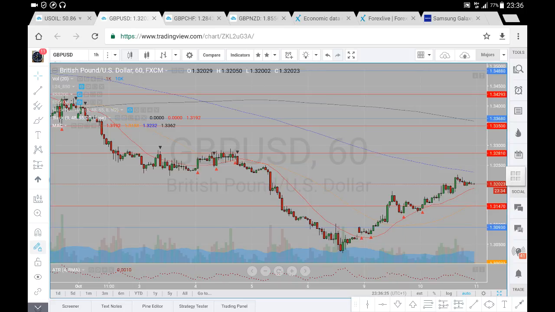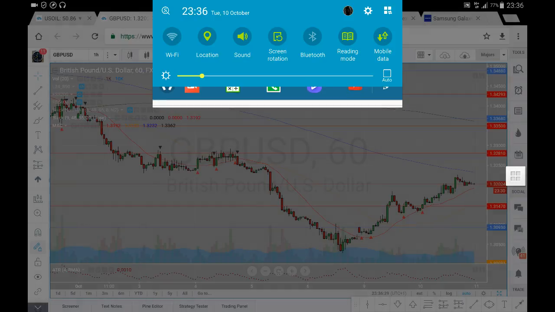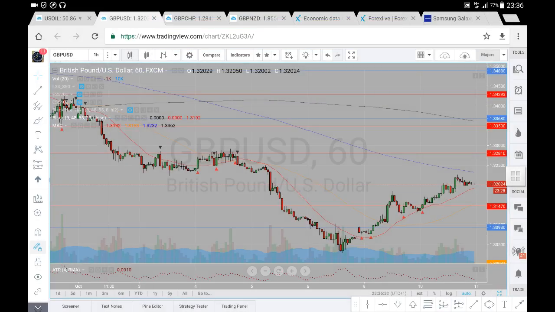So this is the pound USD analysis for Wednesday, the 11th of October. What have we seen happen here? Over the past 2 days, we've seen prices trend to the upside on the pound USD.